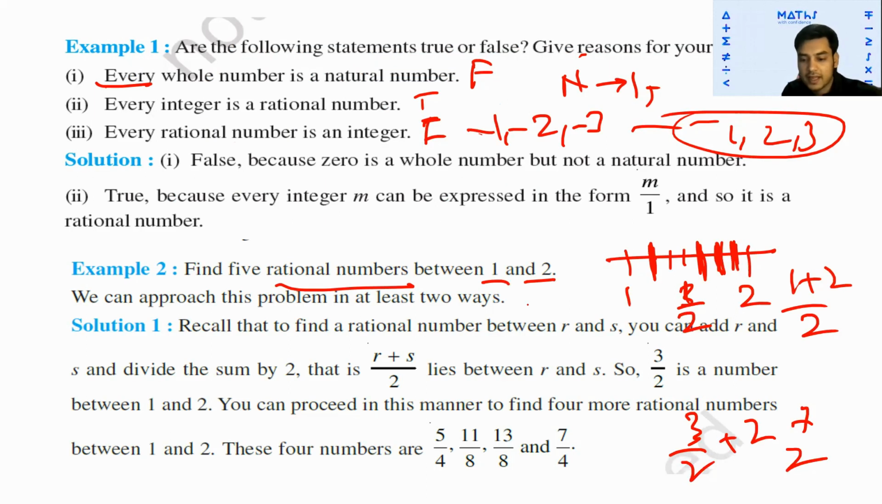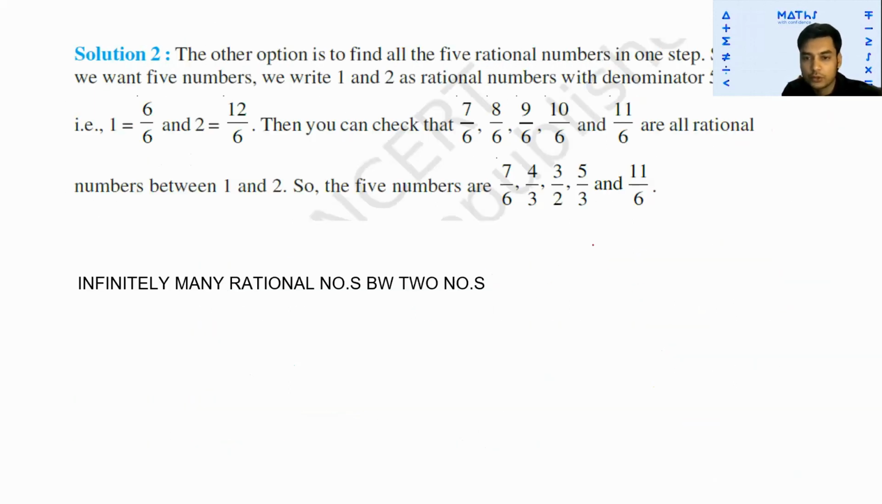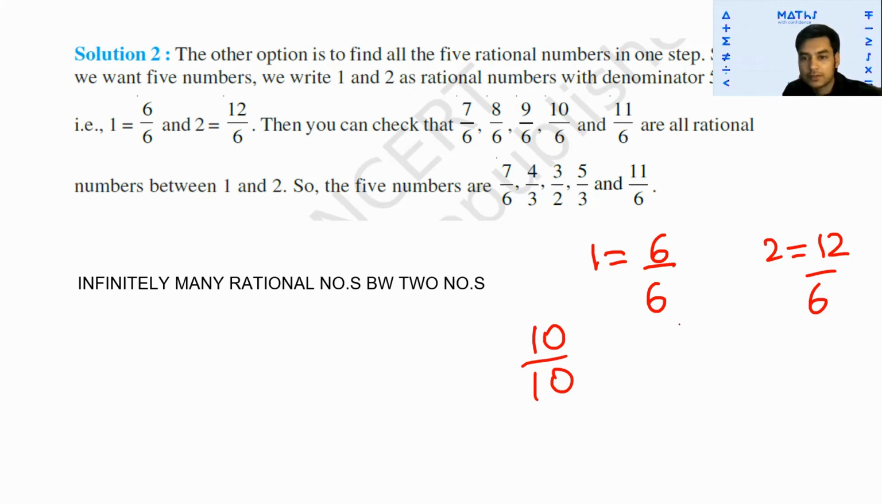Since they asked for 5 rational numbers, you can write 1 as 6 by 6 and 2 as 12 by 6. You can convert it into any equivalent fraction. There are infinitely many rational numbers between them. You can also convert them into 10 by 10 and 20 by 10. So you get 11 by 10, 12 by 10. All these terms you will get in between.